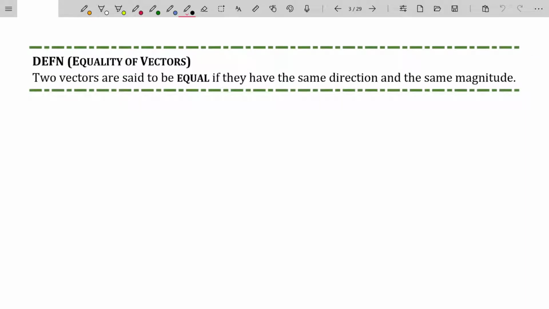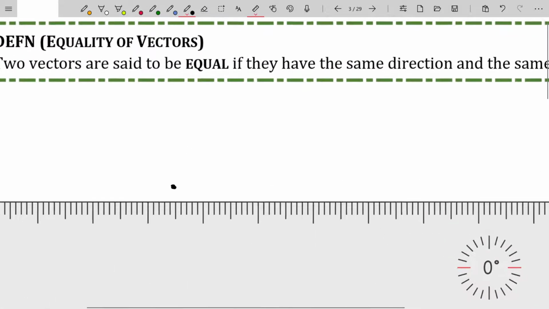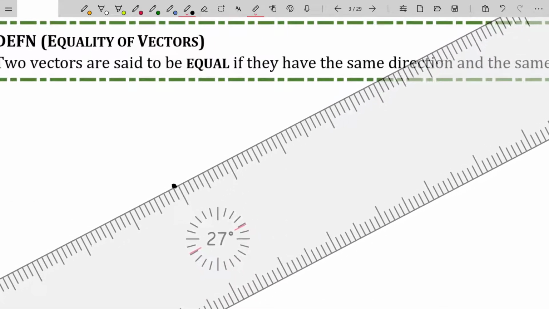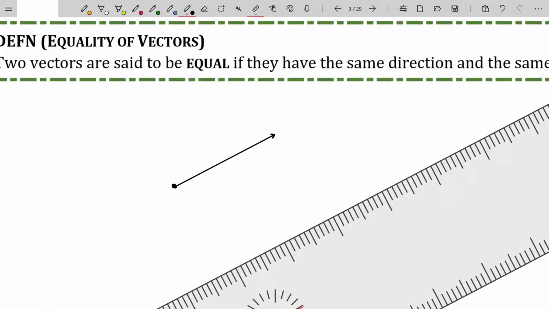Now let's start talking about how two vectors can be equal. Two vectors are said to be equal or equivalent if they have the same direction and the same magnitude. For example, and let me be somewhat accurate with this, I'm going to bring out the big guns here. I'm going to create a vector that has an angle or a direction of 27 degrees. So there we go. There's my vector right there. I'll call that vector V.